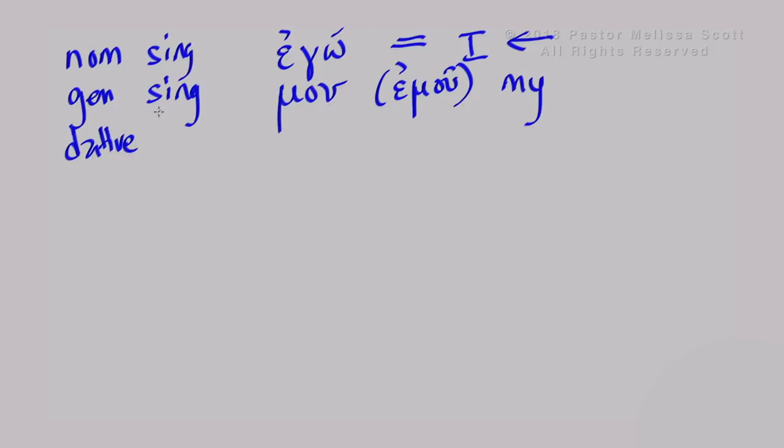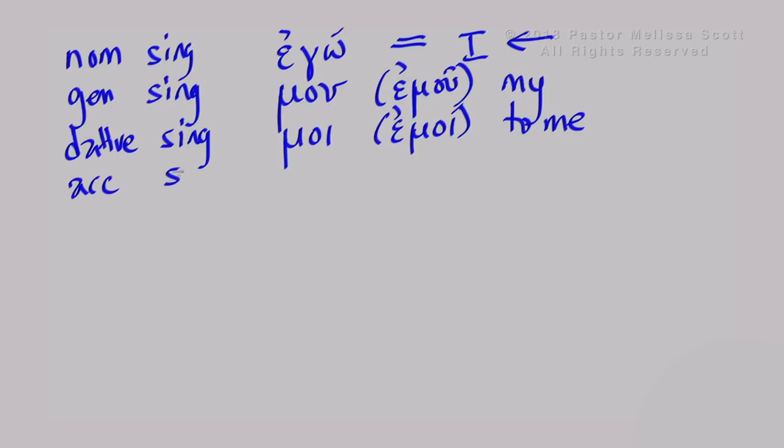Dative, singular. Moi, or emoi. To me. Accusative, singular. Me, or I'm writing these as alternatives. Me. All right, plural. This is just first person. This is to show you why the case is so important.